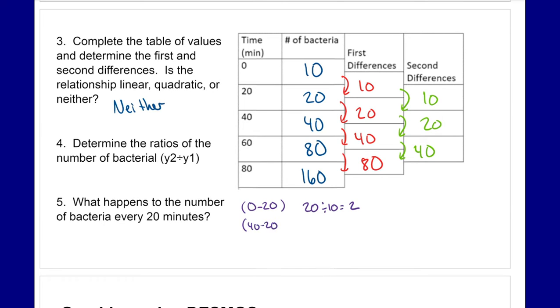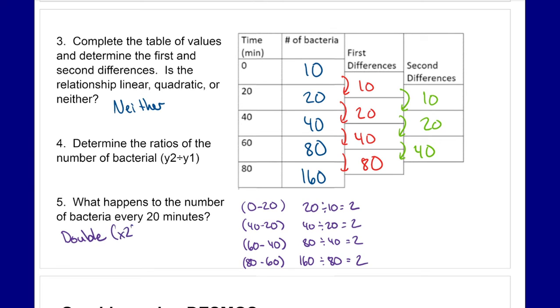From 20 to 40 minutes, 40 divided by 20 in terms of bacteria, and I get 2. From 40 to 60, I divide the number of bacteria, so 80 divided by 40, and I end up with 2. And from 60 minutes to 80 minutes, 160 bacteria divided by 80 bacteria, I get 2. So here we see that the ratios are all the same. That means that the number of bacteria are increasing by a common multiple. And when we look at number 5, what happens to the bacteria every minute, we can see in the numbers that they double.